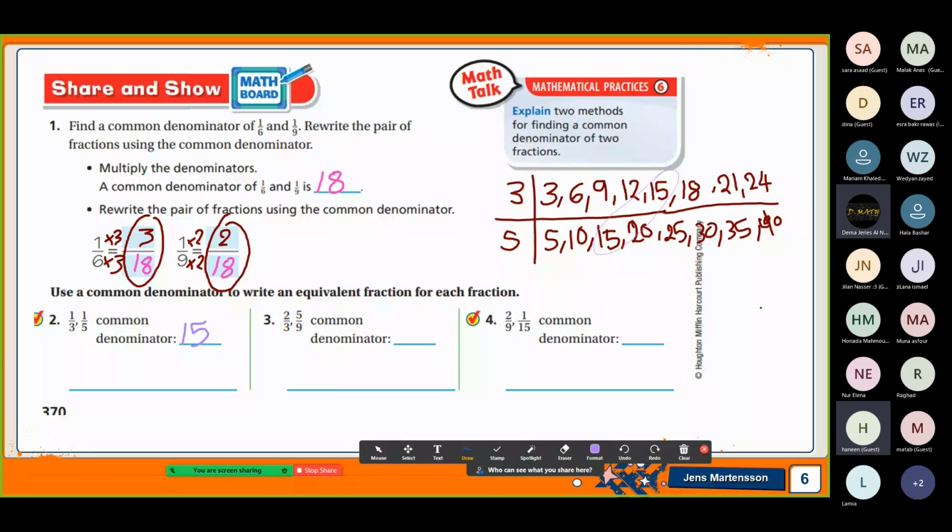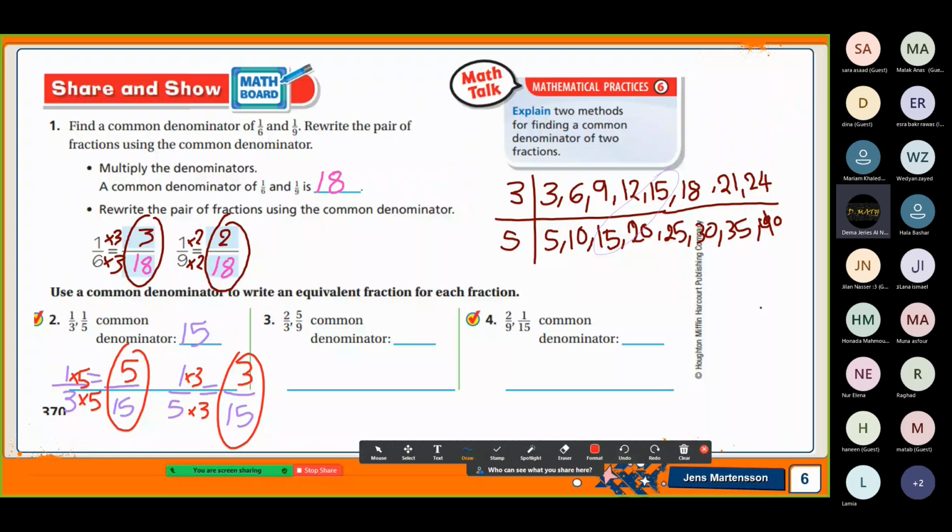So now, what do you have to do? You have to write both of them like this. Then equals, here is 15, equals, here is 15. Then how will you make 3 to be 15? Times 5, and up 5. So it will be 5 over 15. And the second one, how do you make 5 to be 15? Times 3. So it will be 3 over 15. Thank you.